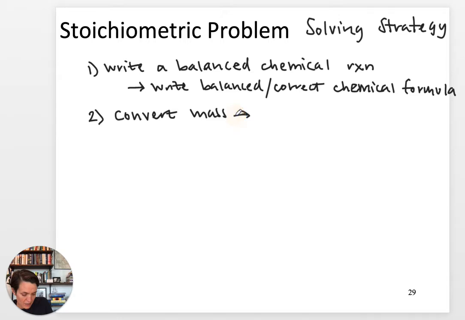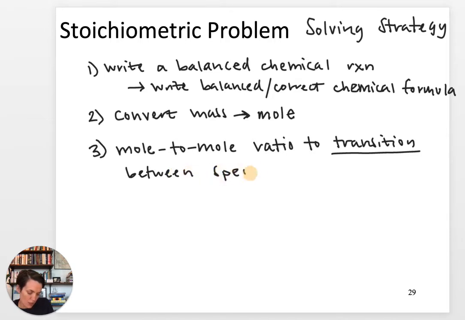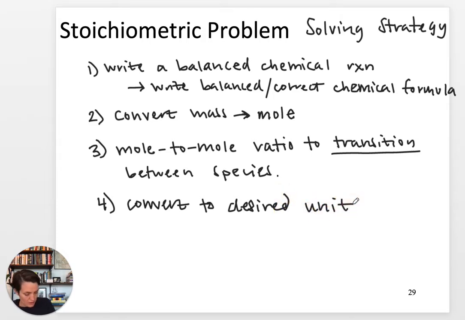We're never making a comparison between two species in the unit of grams. Not in stoichiometry. To make these conversions, right? Then we use our mole to mole ratio, otherwise just known as a mole ratio, to transition. This is the big idea here. It's a transition between species. So this is the only way to go from talking about one species to talking about another. And then you can convert to a desired unit.